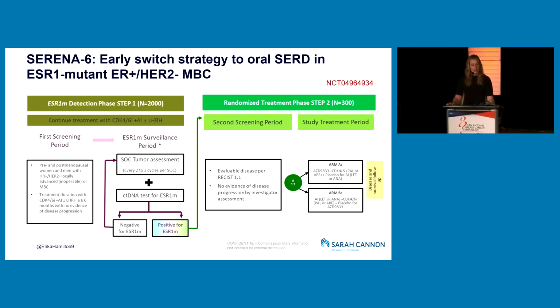They'll be monitored every 2 to 3 cycles for ESR1 mutations. If they remain negative for ESR1, they continue on their therapy. If they turn positive for an ESR1 mutation, they move over to the right side of the screen where they enter the randomized treatment phase with a goal of 300 patients. Again, this will be looking at remaining on AI with CDK4/6 and placebo for SERD, or switching to SERD with CDK and placebo for the aromatase inhibitor.